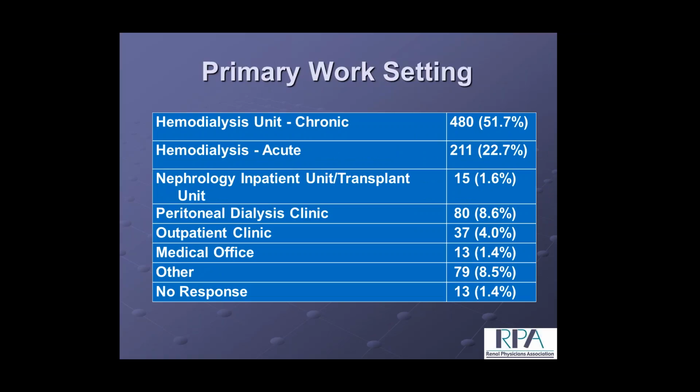It was not only chronic units that we think about out in the dialysis unit that we sometimes hone in and focus on more. 51.7% was in chronic hemodialysis, but we also had 22% that were acute. We had inpatient units, transplant units, peritoneal dialysis clinics, medical offices, and outpatient clinics. So it really went across the spectrum.